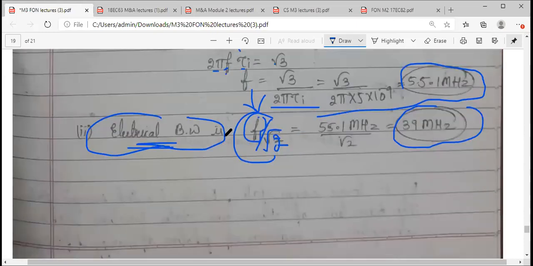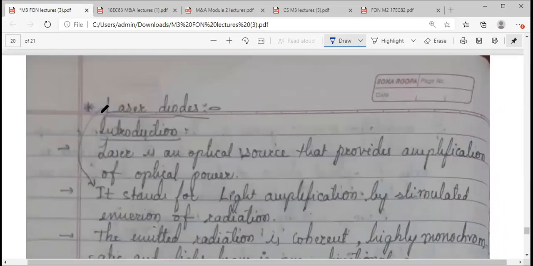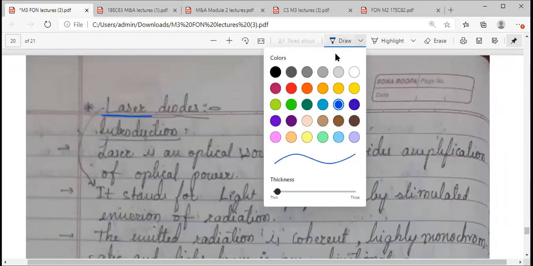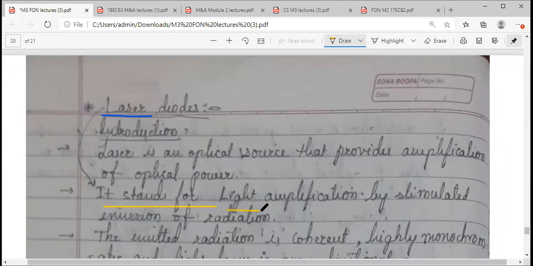Now coming to the discussion of laser introduction. You know it is an acronym. We can elaborate it: LASER stands for light amplification by stimulated emission of radiation. That is the full form of laser. So how many terms are important here? First term is this, and second term is this. These are the two terms that play an important role in laser.